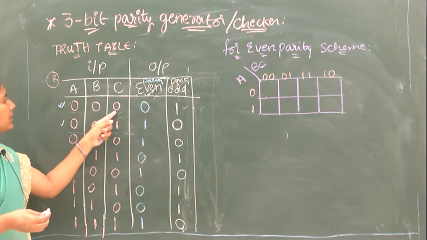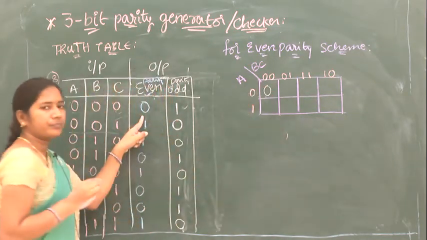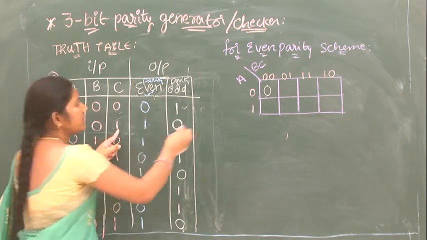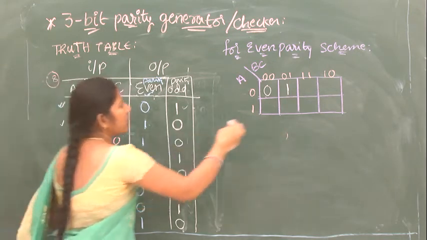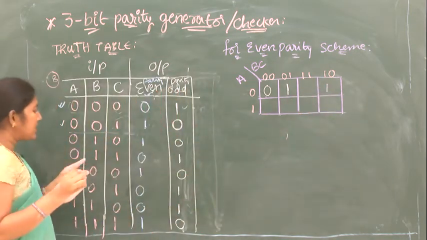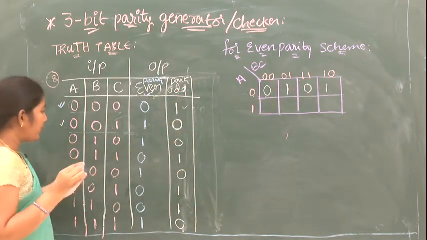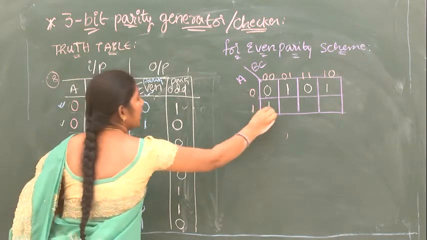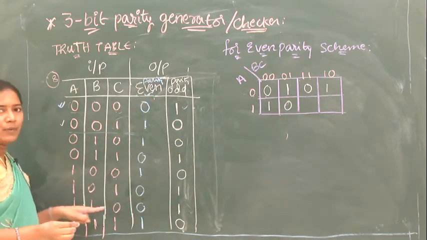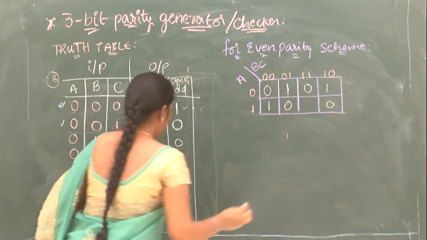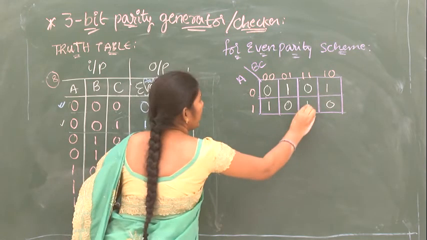So, for 000, in the even parity scheme, the output is 0. For 001, the output is 1. For 010, the output is 1. For 011, the output is 0. For 100, the output is 1. For 101, it is 0. For 110, it is 0. For 111, we have the output as 1.